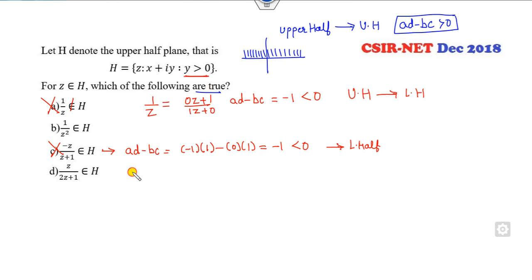Look at the third option. What is AD minus BC? It is 1 times 1 minus 0 into 2. It's 1, which is greater than 0. So it maps upper half to upper half. This must be true.